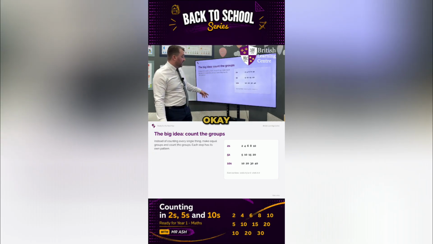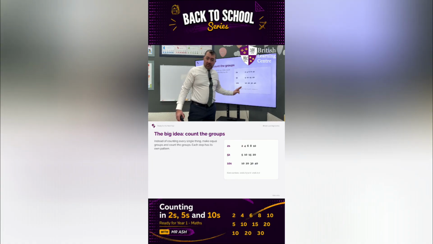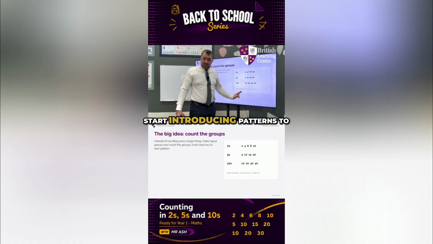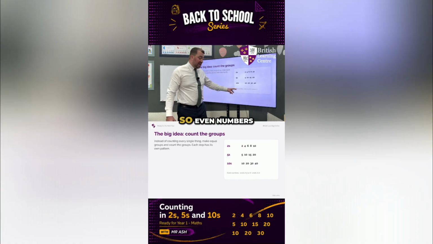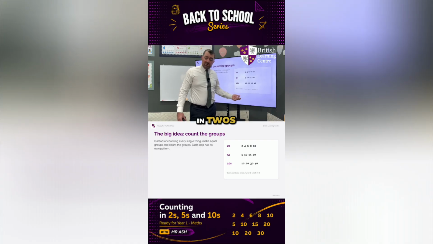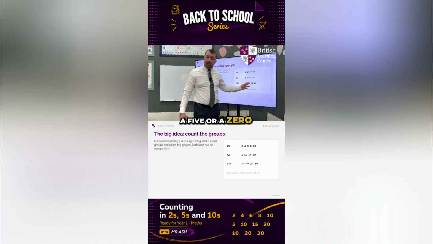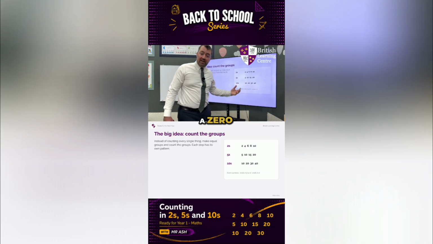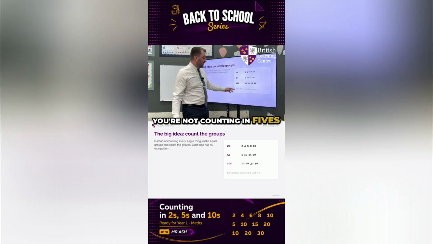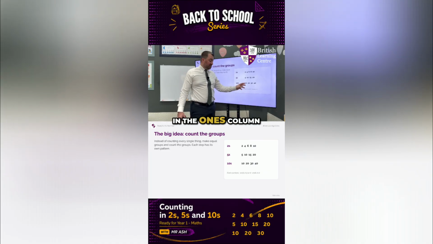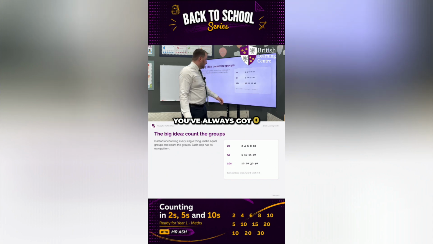Oh, and also just here, you can see, this is where we start introducing patterns to the children, okay? So even numbers, when you're counting in 2s, they're all even numbers. When you're counting in 5s, they must end in a 5 or a 0, okay? If it doesn't end in a 5 or a 0, it's not in the 5 times table, you're not counting in 5s. And the 10s, obviously, in the 1s column, you've always got 0 as well, okay?